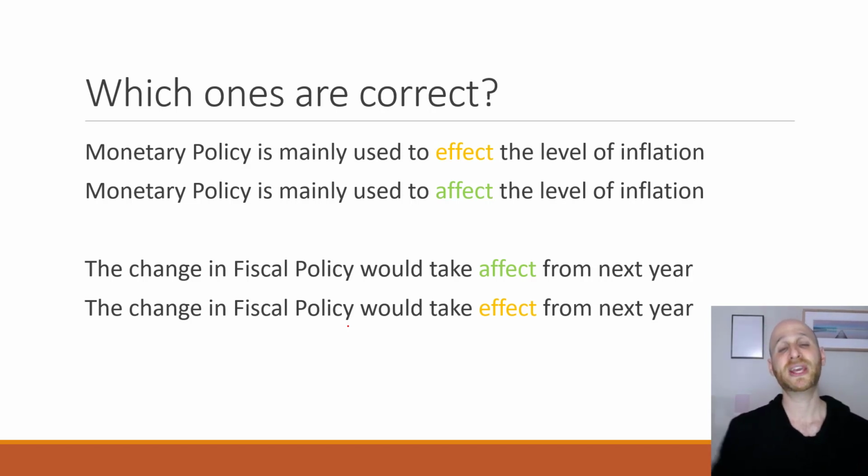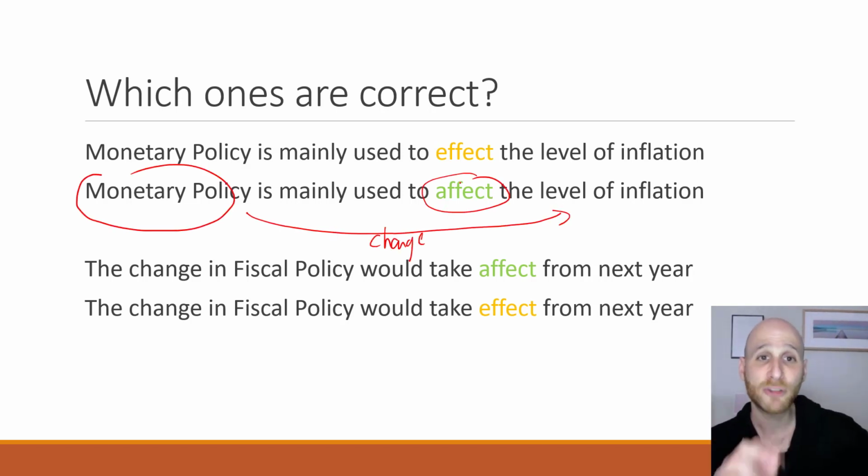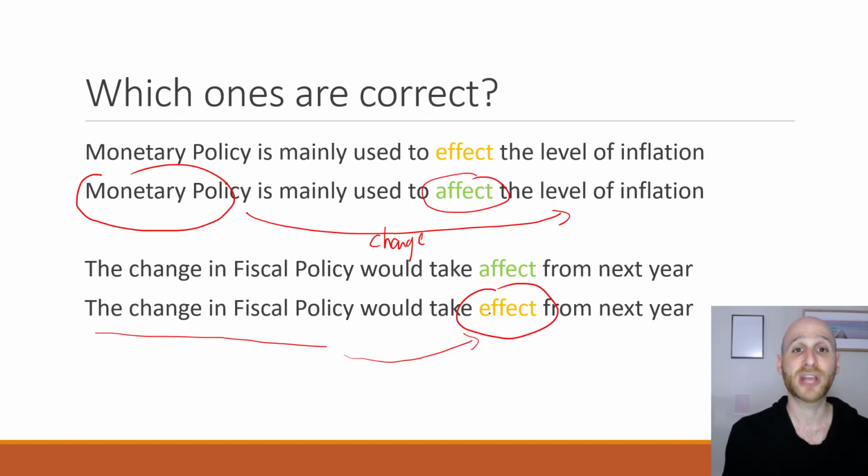Now the 2 quick examples. Monetary policy is mainly used to affect the level of inflation. Monetary policy is being used to influence the level of inflation. If I look at the second example here, the change in fiscal policy would take effect from next year. So what I'm looking at is the result of the change. The change will have its result from next year. So affect and effect in this situation.